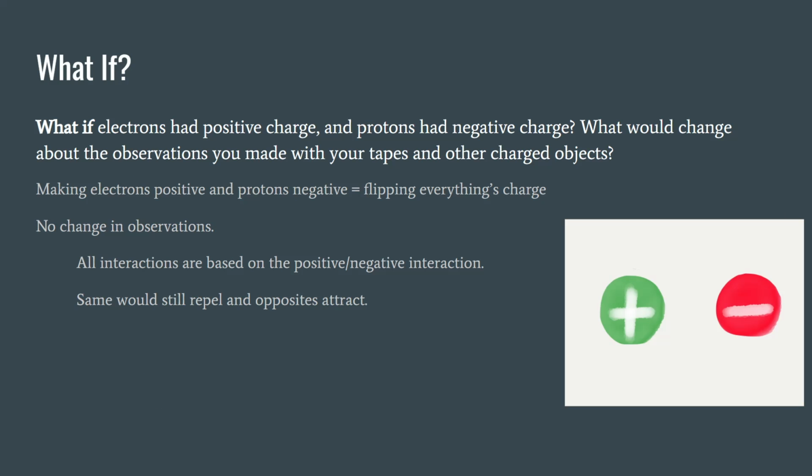Hypothetically, what if we were able to instantly flip the charges of both electrons and protons, making protons negative and electrons positive? If this were to happen, there would be no way to observe this change. If we were able to actually see the electrical fields themselves, then we would see them flip direction. However, because we can only observe their effects, we would be absolutely unaware of this change, as all interactions are only the result of the positive and negative relationship. As long as that is preserved, with like charges repelling and opposite charges attracting, there would be no visible or known effect.